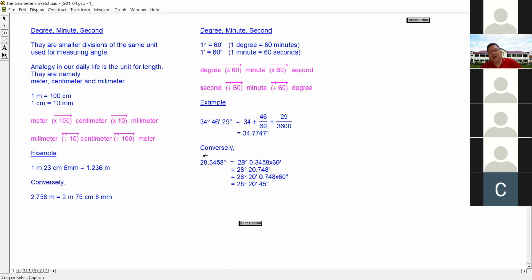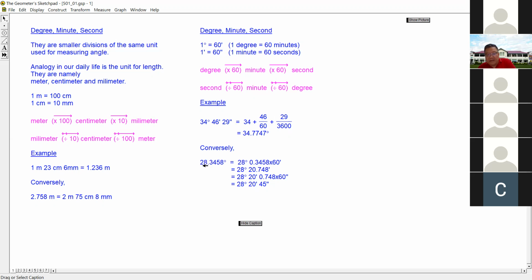Okay, right. Now, conversely means sebaliknya, we have something like this. Let's say 28.3458 degrees. Now how am I going to change this into degree, minute, and second? So you have to take this one. Now it is something like your change of base. Have you learned the change of base? Li Yin, have you learned the change of base in mathematics? From base 10 to base 2, you divide by 2, divide by 2, divide by 2, keep on repeating, right? So from this degree, I want to change to minute and second.